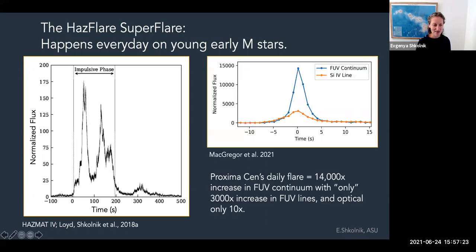And then more recently, just a few months ago, we published an observation from HST of a flare of Proxima Centauri, our nearest neighbor.